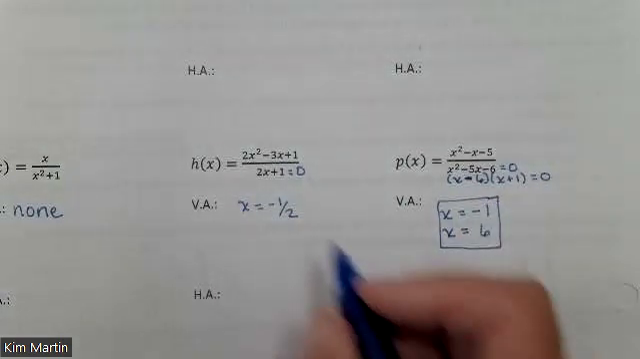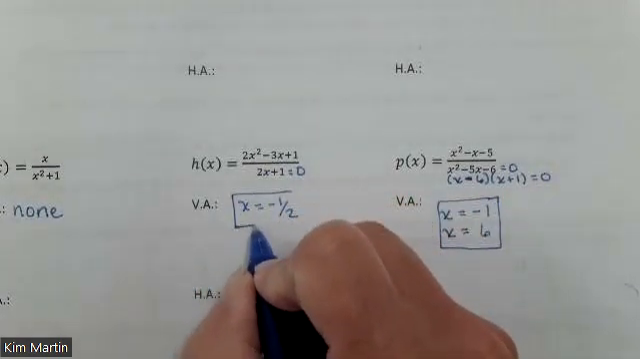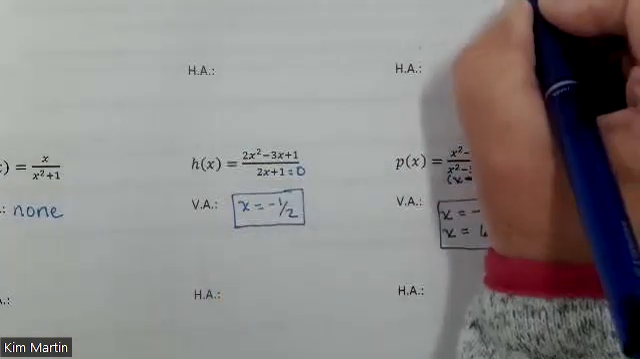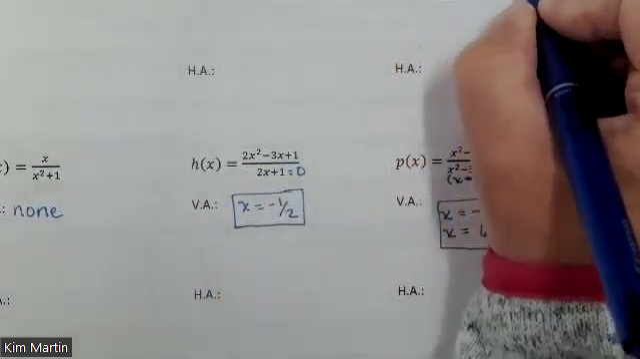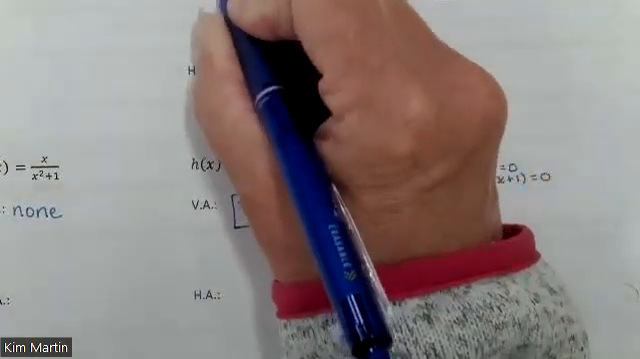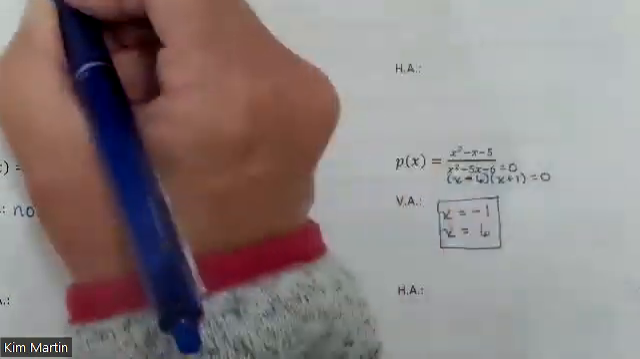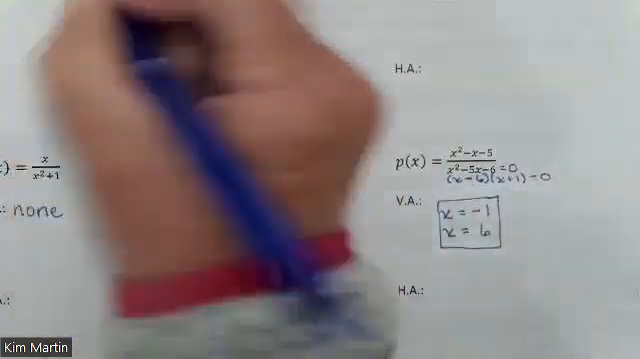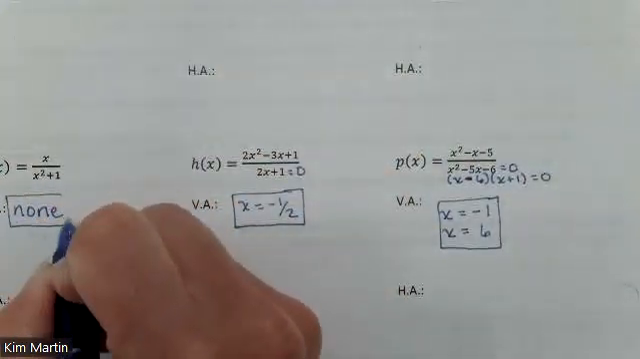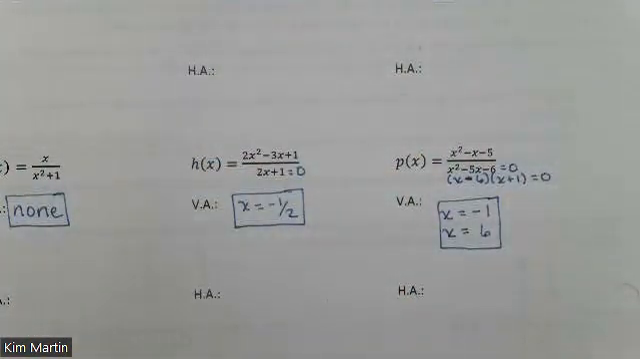All right. Vertical asymptotes are a lot easier to find than horizontal. Horizontal are not hard. You just have to remember the process. Now, I'm going to save you guys a little bit of time for horizontal.